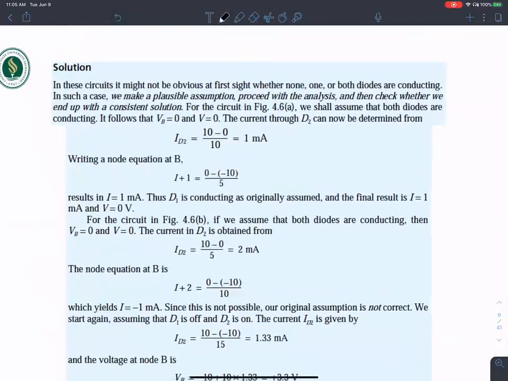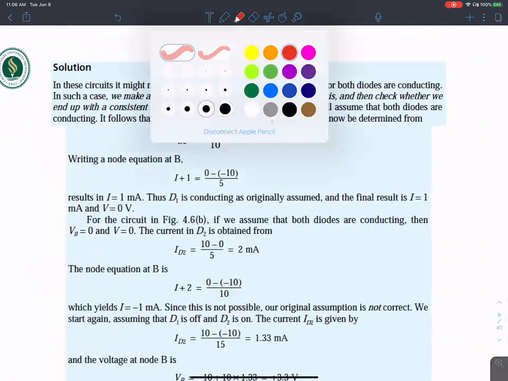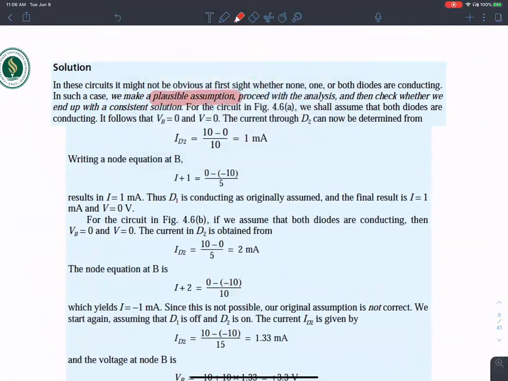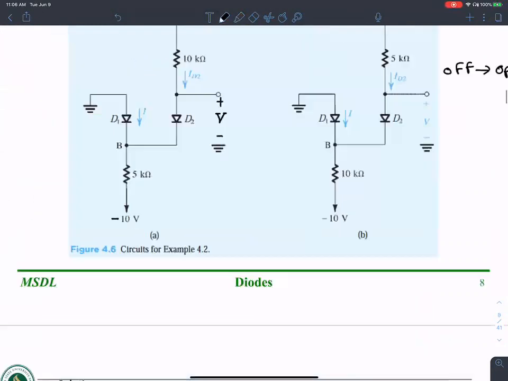In these circuits, it may not be obvious at first sight whether one of these diodes is on, or none of these diodes is on, or both of these diodes are on. So in this case, we make a plausible assumption, proceed with the analysis, and then check. The assumption that we make is, like I mentioned, this is at a 0 potential, and if I assume this to be at a negative potential, I'm assuming this diode is forward biased, and I'm also going to assume that this diode is forward biased.